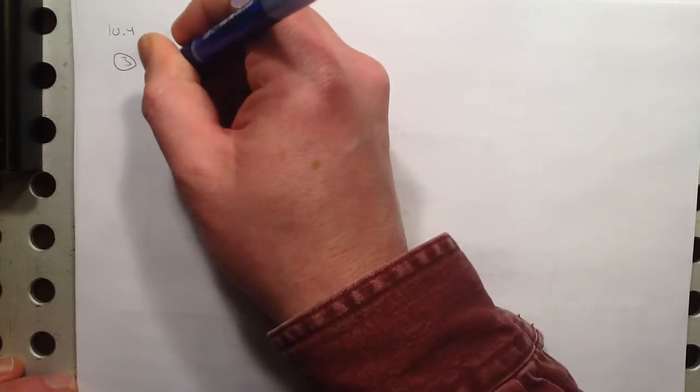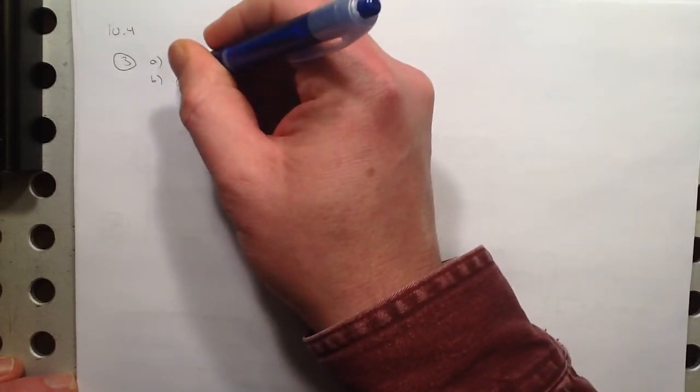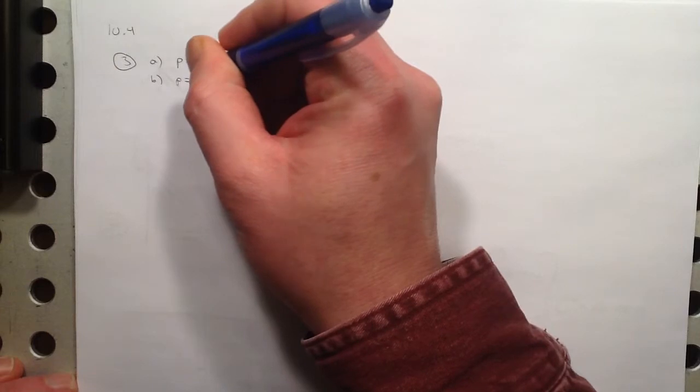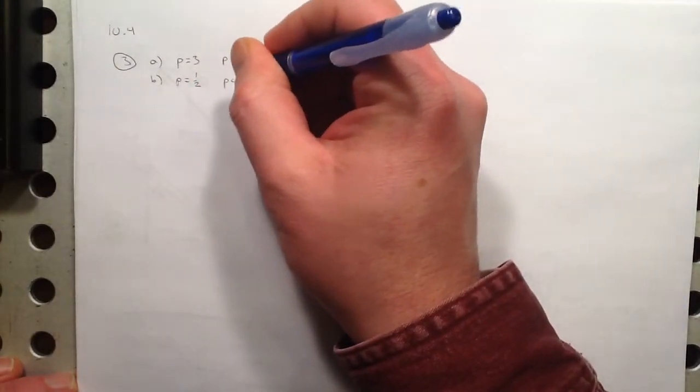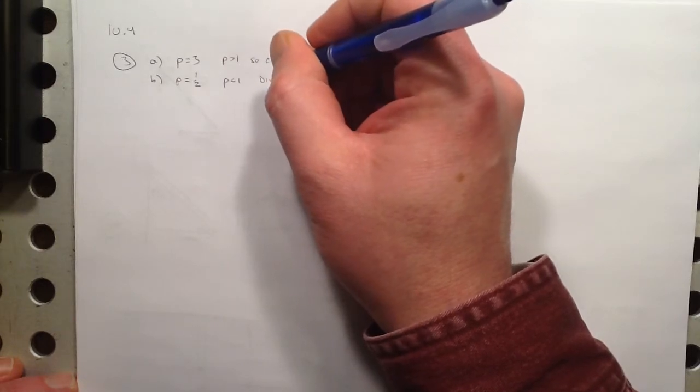In B, slightly in disguise, but can't fool you guys. That's just a p-series with a p of 1/2. P is less than 1, so that diverges.